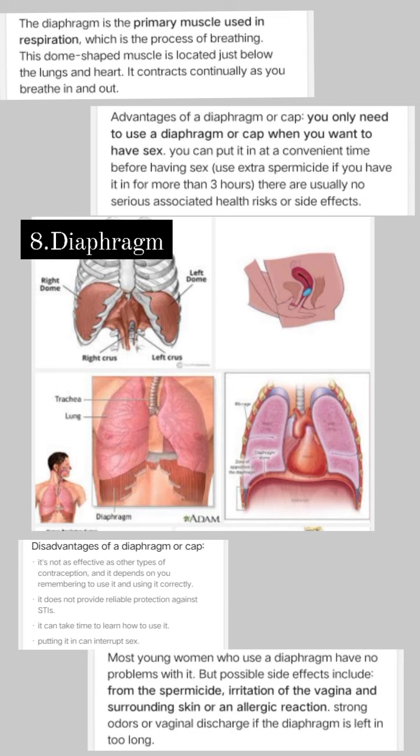The disadvantages of a diaphragm or cap. It's not as effective as other types of contraception, and it depends on you remembering to use it and using it correctly. The side effects of the diaphragm. Most young women who use a diaphragm have no problem with it, but possible side effects include, from the spermicide, erosion of the vagina and surrounding skin, or an allergic reaction, strong odor, or vaginal discharge if the diaphragm is left in too long.